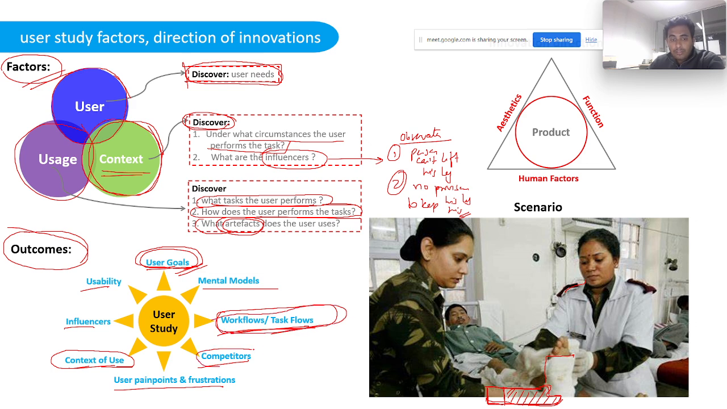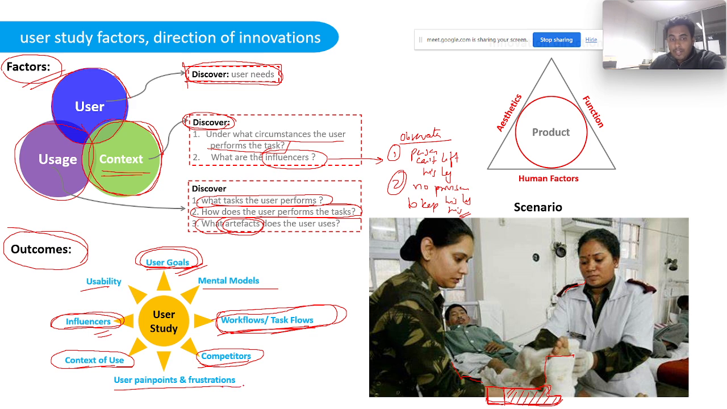Then you may also inquire about who the competitors are, who the influencers are, like why that particular product needs to be procured, or why this particular person needs to hold the lake. So all these come under influencers.